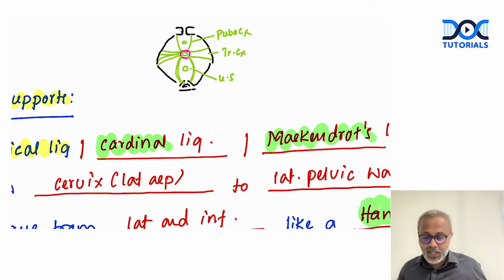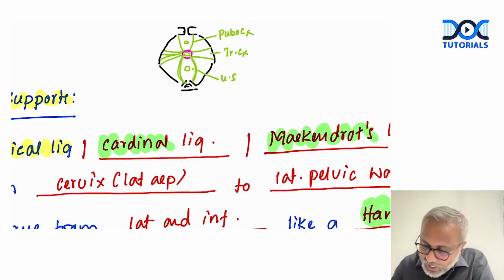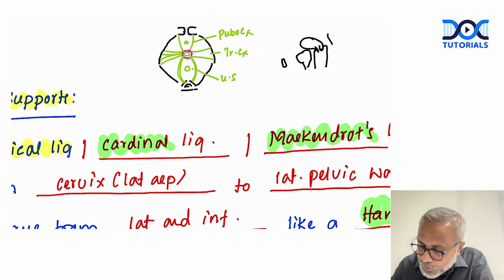Apart from this, we also need to draw one more diagram to show at least one important ligament which cannot be shown in this transverse section. For that, again, draw the outline of the pubic symphysis. Let's say this is the outline of the urinary bladder, then the outline of the uterus and the vagina, and posteriorly the rectum, the sacrum and the coccyx, right?